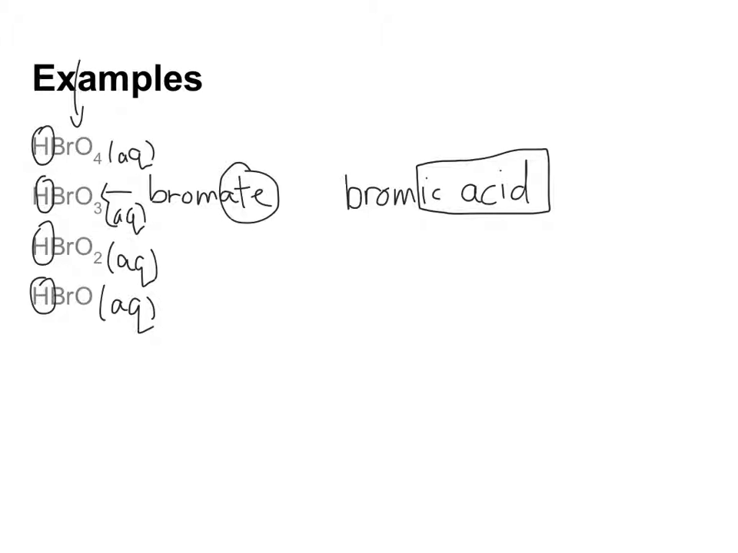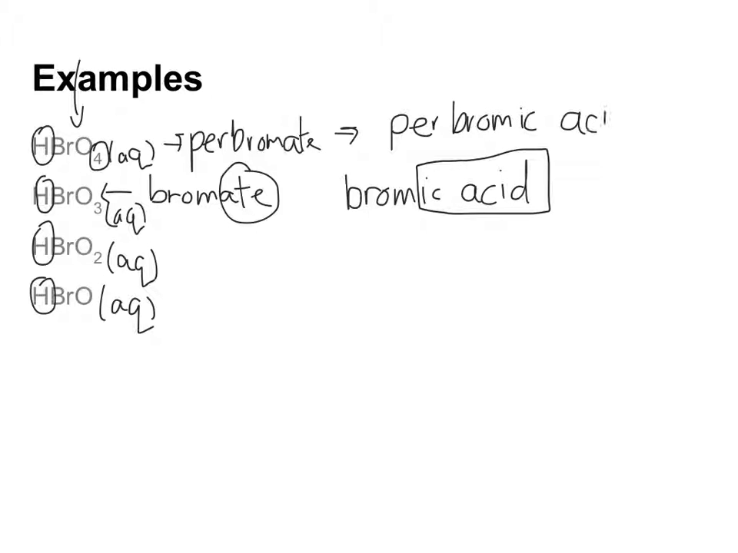If we have one extra oxygen, remember in terms of its oxyanion, this would be a perbromate. So in order to name the acid, it wouldn't be hydrogen perbromate, it would be perbromic acid. So we're using the per in front of the name, and we're using the ic acid for the ending.